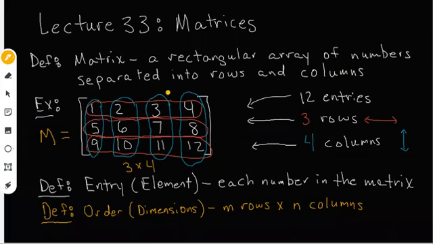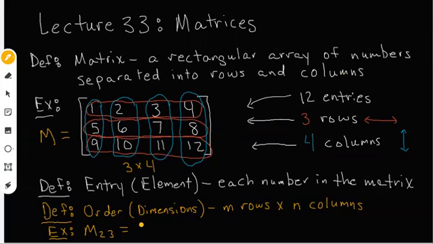Now, let's say I want to specify a certain number in the matrix. So what would, and this will be the last example that we do on this page. What if I wanted to figure out what number is in the second row, but the third column?